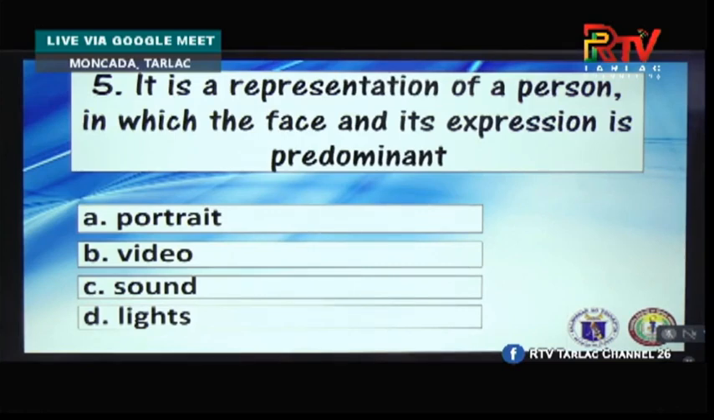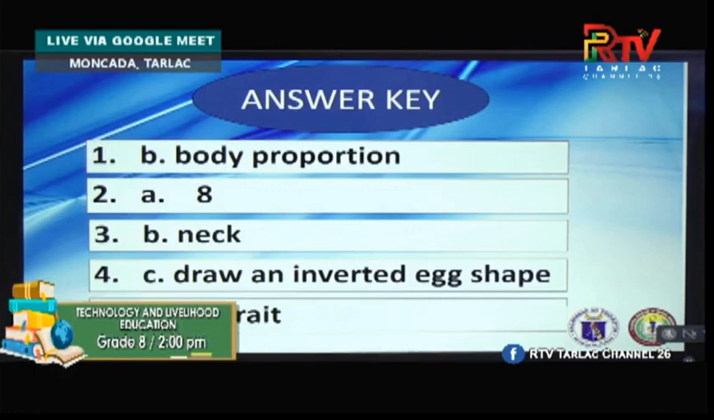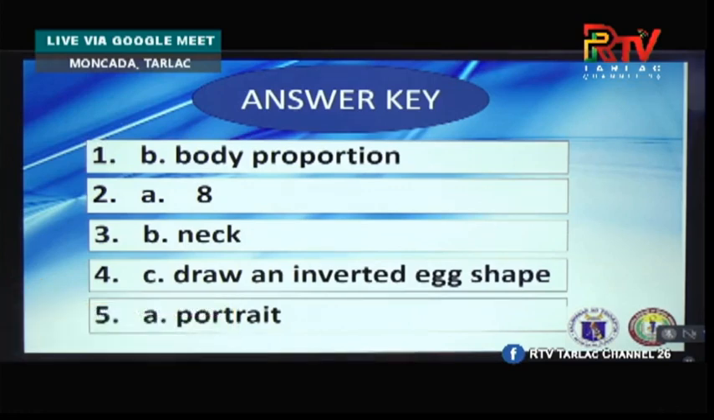All right, this is it. Are you ready to check your answers? So here are the answers. For question number 1, the correct answer is letter B, body proportion. Question number 2, the answer is letter A, 8. For number 3, the answer is letter B, neck. For number 4, the answer is letter C, draw an inverted egg shape. And for number 5, the correct answer is letter A, portrait.